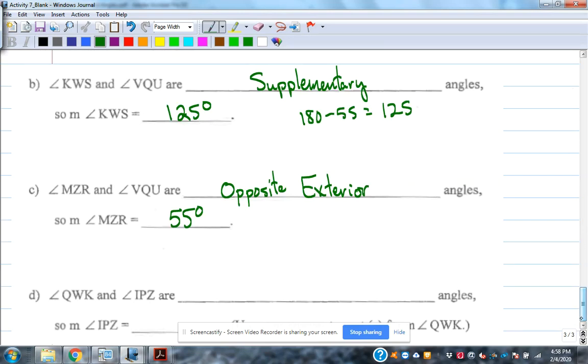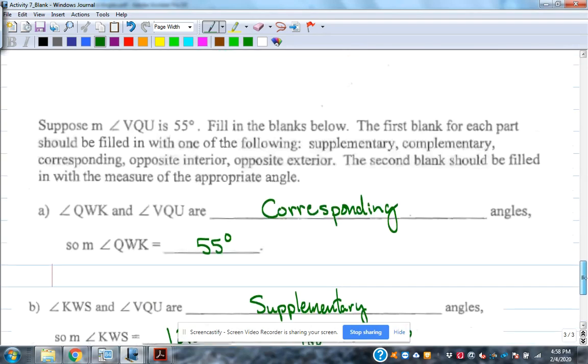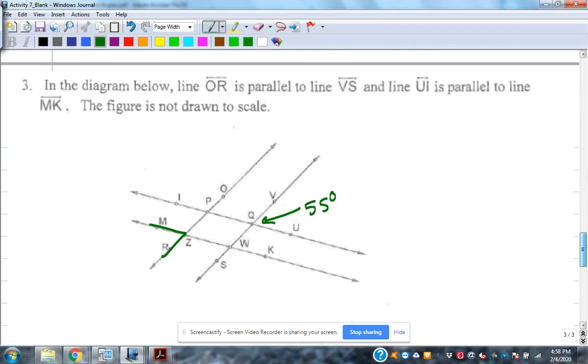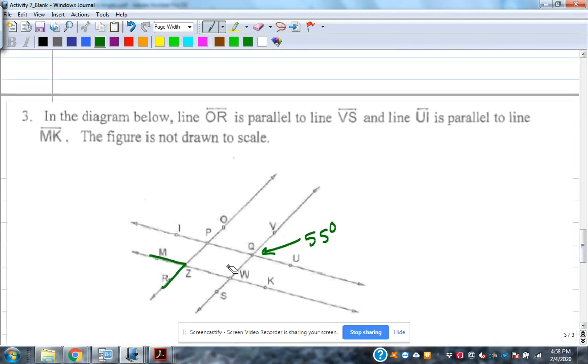Ooh, D picks up a different pair. It says angle QWK and IPZ are what kind of angles, and then what do we know about them? So let's look at the picture first to get the fill in the blank part. QWK is here, and then IPZ is there. What would they be?